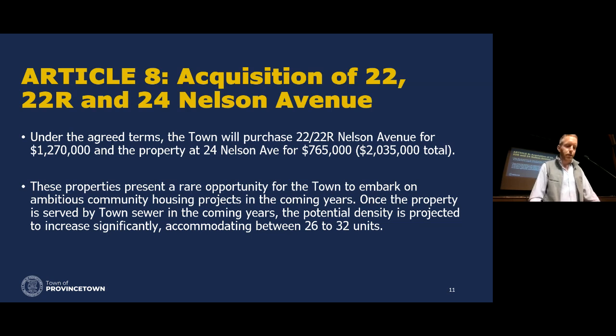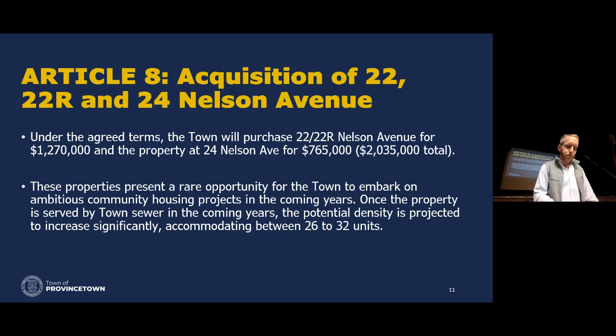These two properties present an increasingly rare opportunity for the town to embark on ambitious community housing projects in the coming years. As some folks know, 22 Nelson Ave had already been approved and permitted for 12 ownership units, 10 of which would have been private market rate ownership condos, 2 of which would have been affordable home ownership opportunities through the inclusionary zoning bylaw. The property then was listed for $1.45 million. The town was able to negotiate that down to $1.27 million. It became a more attractive opportunity after we contacted the owner of 24 Nelson that abuts 22 to provide a larger footprint for future housing development.